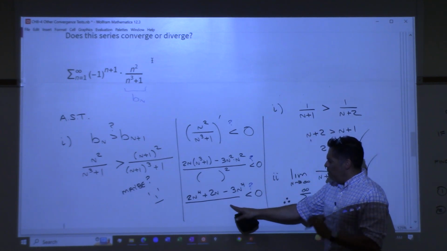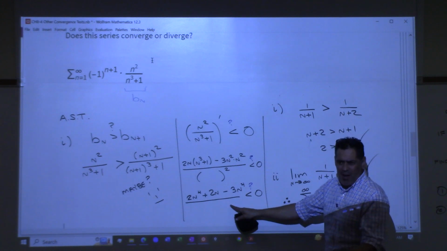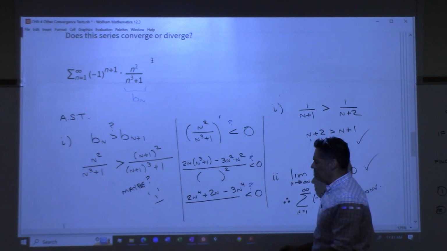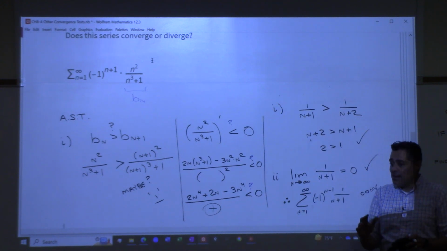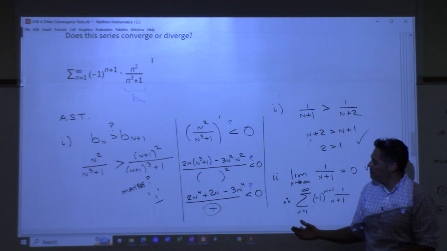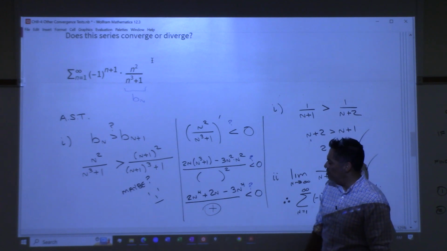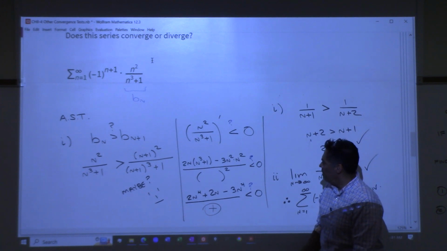I'm not writing the bottom. Why am I not writing the bottom? It's always positive, right? Because it's something squared, it's always positive. So that will have no impact on the positivity or negativity of this expression, right? Really what matters is what happens in the numerator. And I think we're almost there.